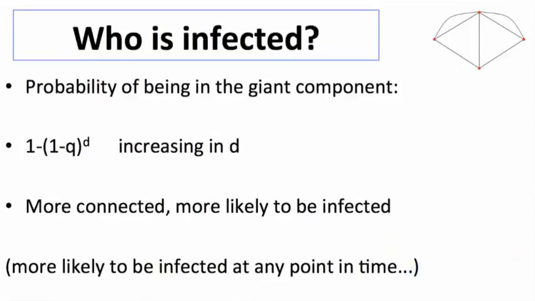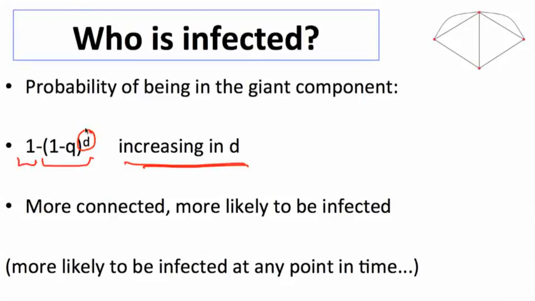Okay, so given that, we can also do calculations of what's the probability of being in a giant component. Well, this was the probability that you weren't in a giant component. The probability that you are is 1 minus that. This is increasing in D. It's an increasing function of D. And basically that just tells you the more connected you are, the more likely you are to be infected. And this is exponential in D.